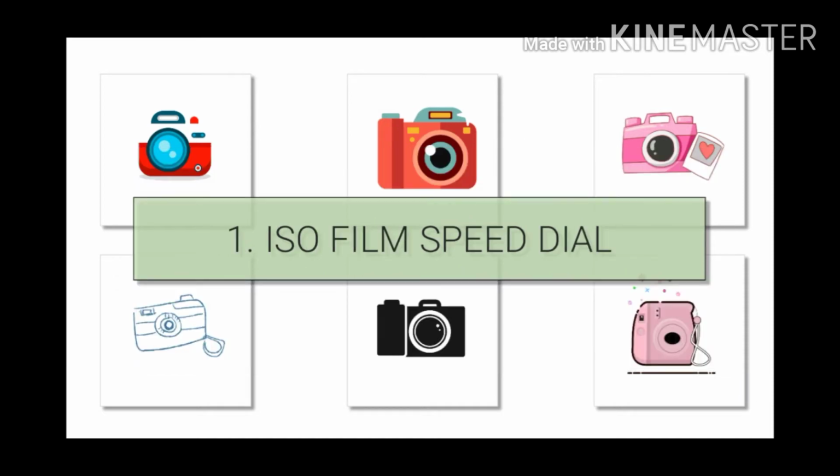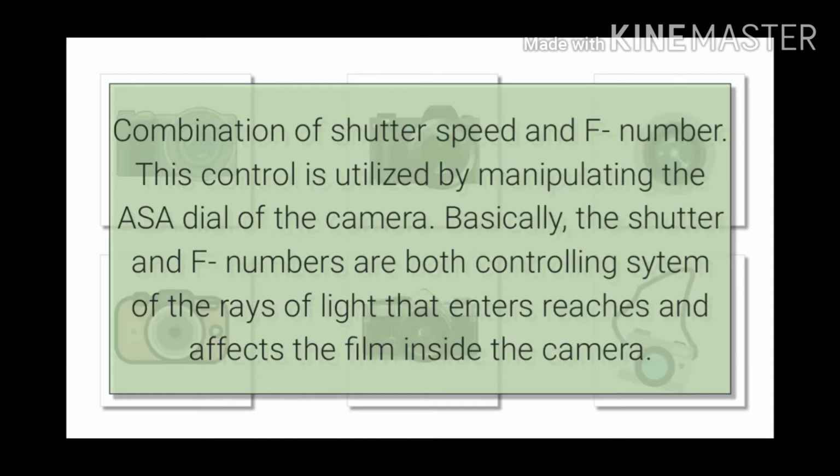Number 1, ISO film speed dial. Combination of shutter speed and F number. This control is utilized by manipulating the ASA dial of the camera. Basically, the shutter and F numbers are both controlling systems of the rays of light that enter, reach, and affect the film inside the camera.